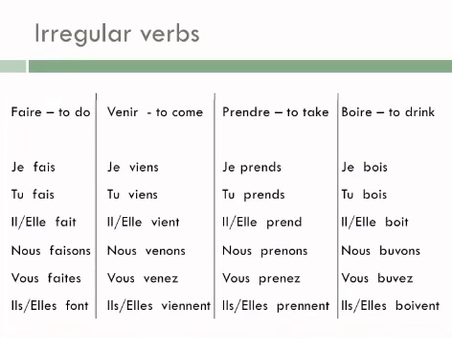Now, next one is venir. Venir means to come, and it is conjugated in that way. Je viens means I come, I'm coming. Tu viens, you come, you are coming. Il, elle vient, he, she comes or he, she is coming. Next one is prendre. Prendre means to take. Je prends means I take, I'm taking. Tu prends, you take, you are taking, and so on. Last one is boire. Boire means to drink. Je bois means I drink, I'm drinking. Tu bois, you drink, you are drinking.